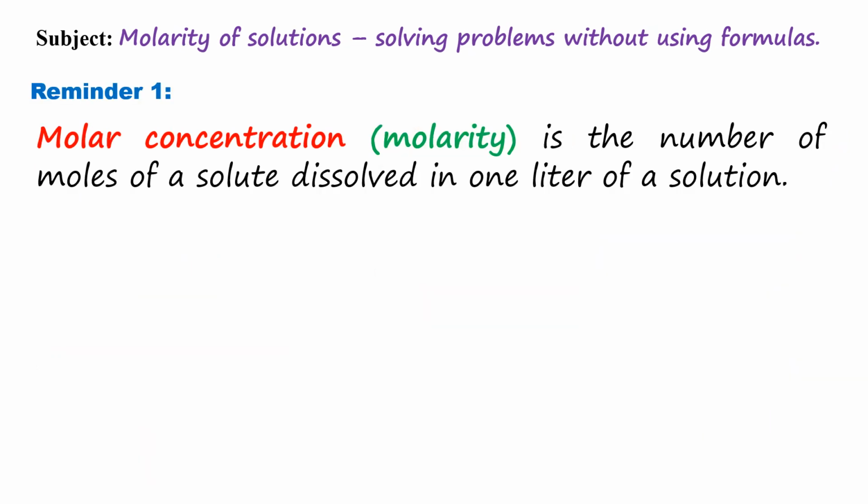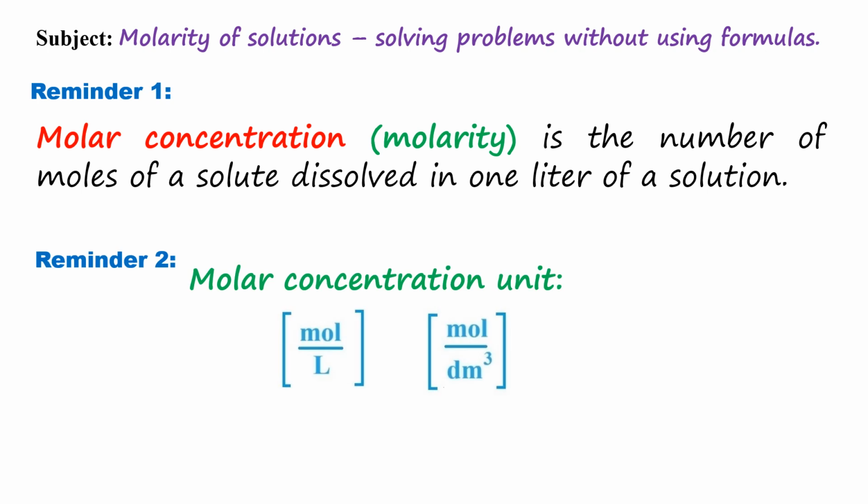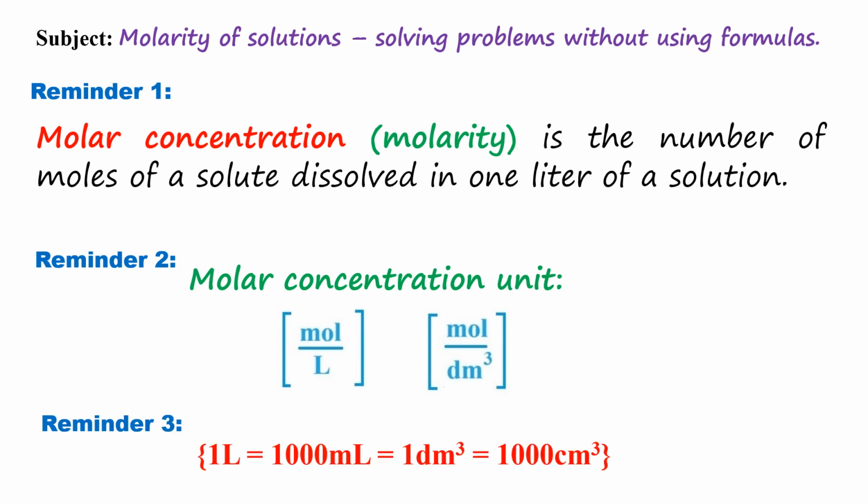Guys, short reminders. Molar concentration equals the number of moles of solute divided by the volume of solution. The unit used for this concentration is mole per liter or mole per cubic decimeter. I would like to remind you that 1 liter equals 1000 milliliters equals 1 cubic decimeter equals 1000 cubic centimeters.